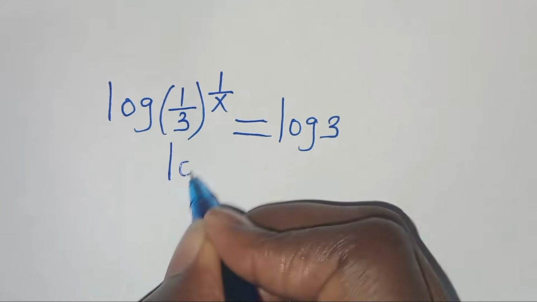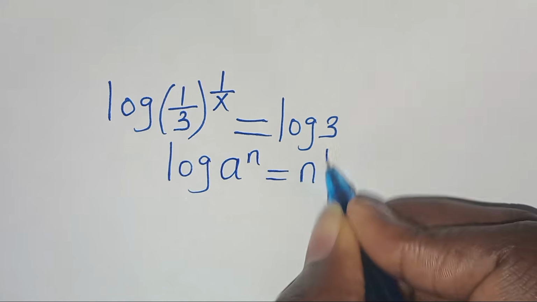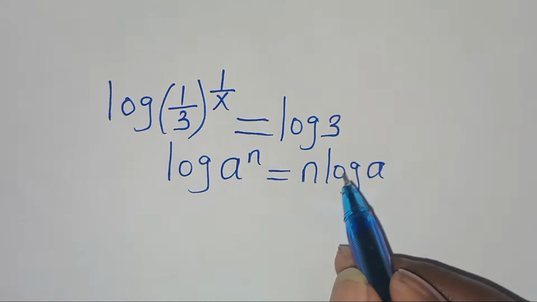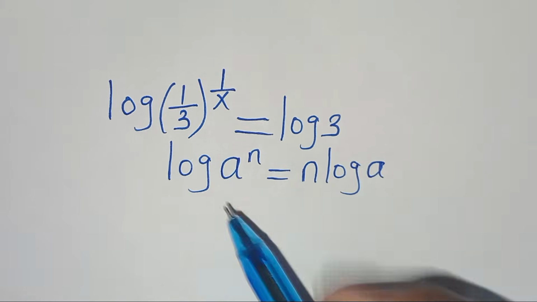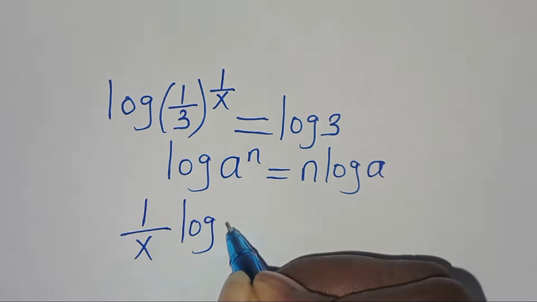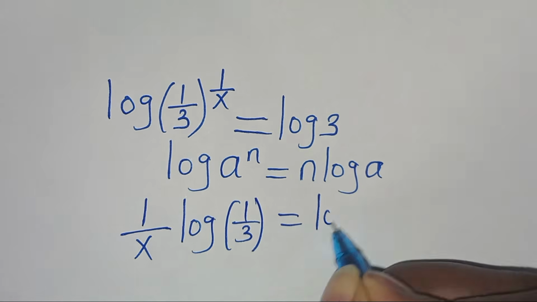Now we have that log 1 over 3 raised to the power of 1 over x. This is in the form of log a to the power of n, which we can express as n log a. So applying this power rule property of logarithm, log 1 over 3 to the power of 1 over x becomes 1 over x log 1 over 3. This is equal to log 3.